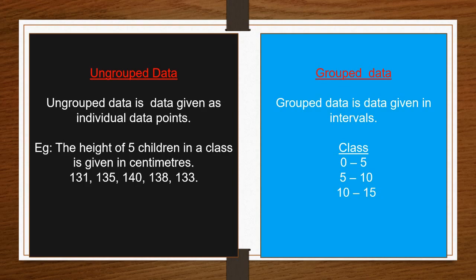And what is grouped data? Grouped data is data given in intervals. When the number of scores is large, we have to arrange them in classes, that is 0 to 5, 5 to 10, 10 to 15, etc.